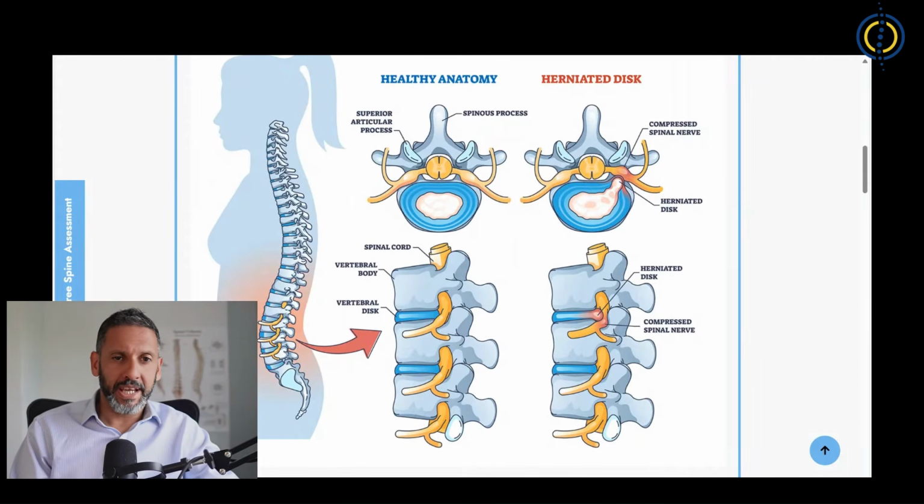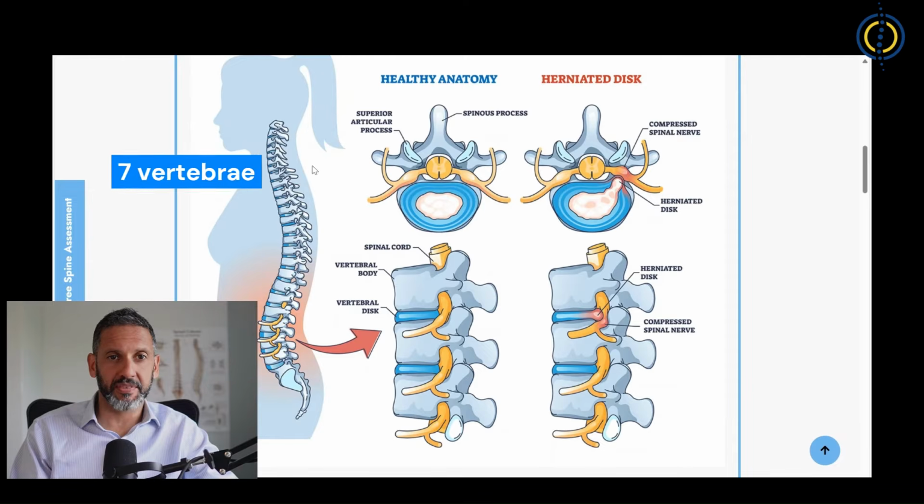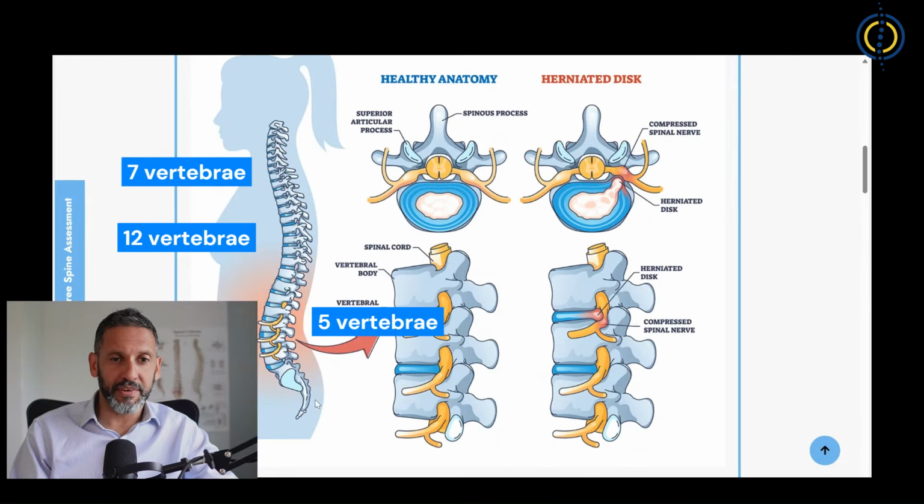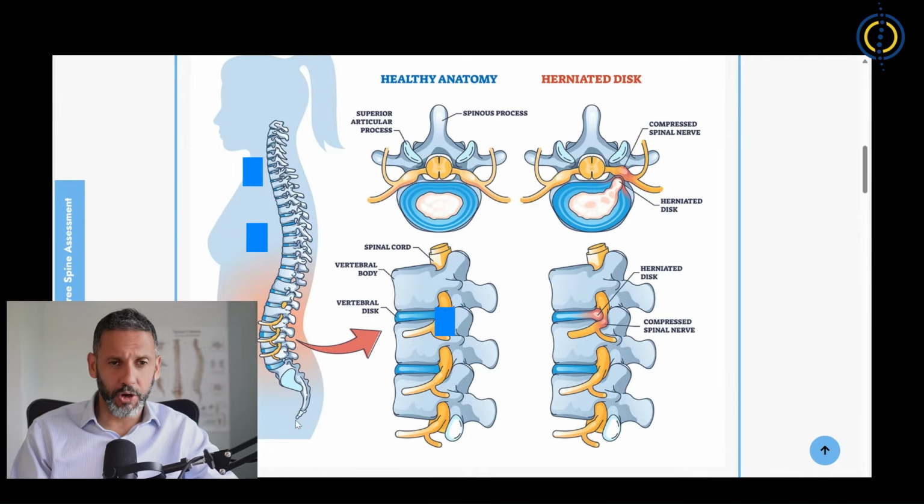So the spine here is made up of a stack of bones called vertebrae that start deep in the pelvis and work their way all the way up to the skull. You have 7 bones in the cervical spine, 12 in the thoracic region, that's enclosed by your rib cage, 5 in the lumbar spine, and then you have a fused segment of bones deep in the pelvis of the sacrum and the coccyx, the tailbone.